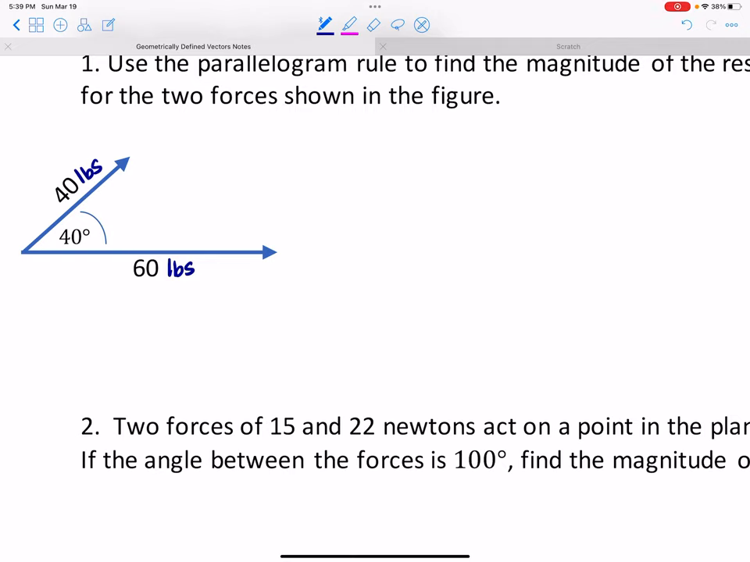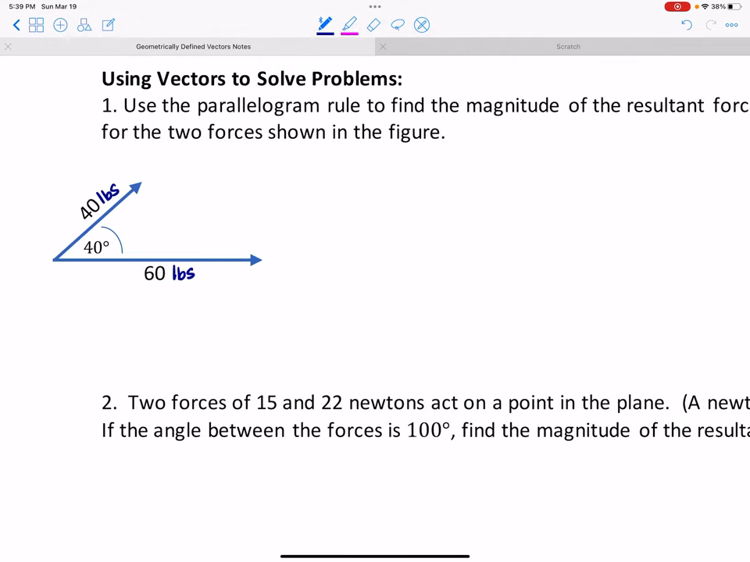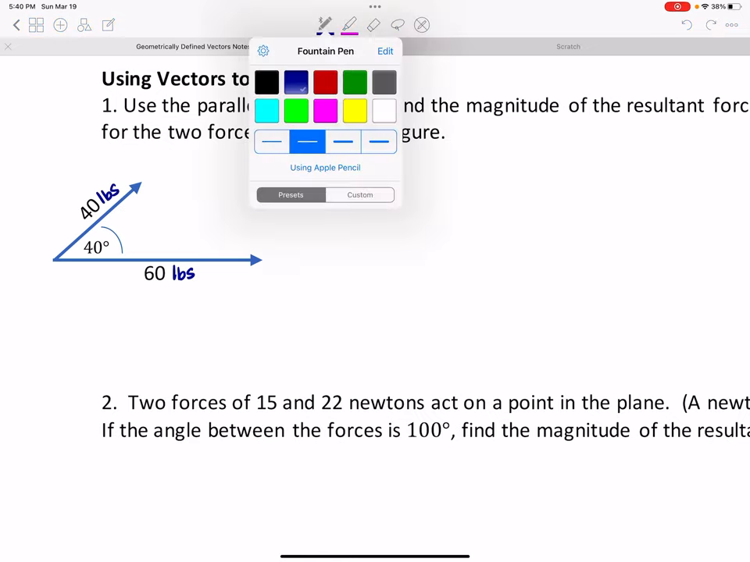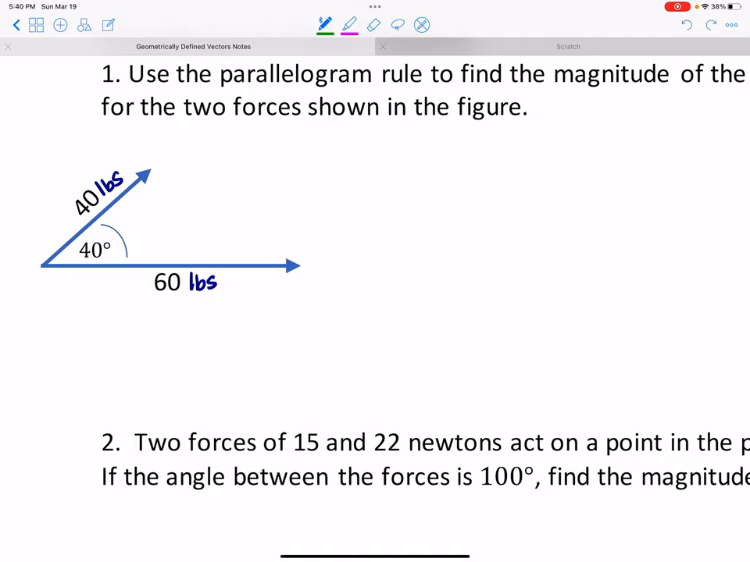Okay, so no context, which makes this a little bit strange, but what we have to know is the language. Use the parallelogram rule to find the magnitude, that means like the length, or the number of pounds of force for the resultant force. So the resultant, that is the sum of the two vectors that we're seeing in our picture. And using the parallelogram method means make a parallelogram out of this.